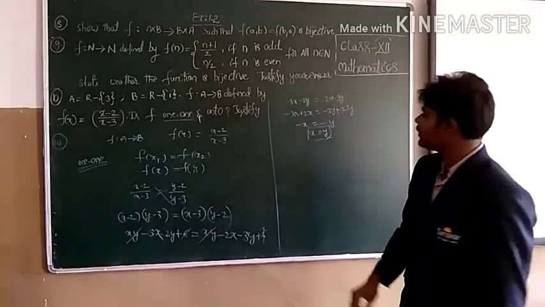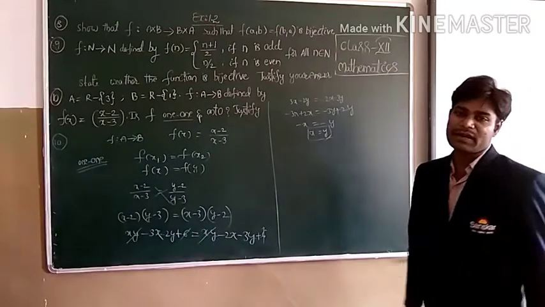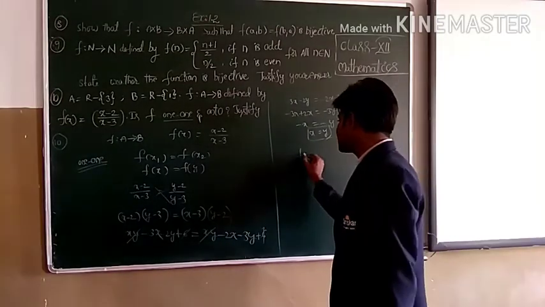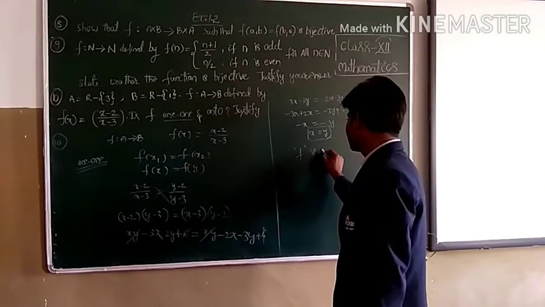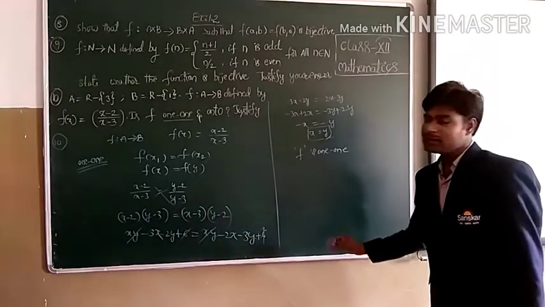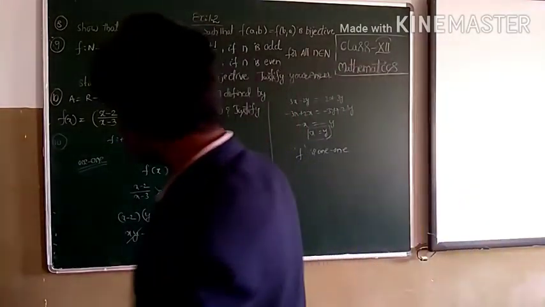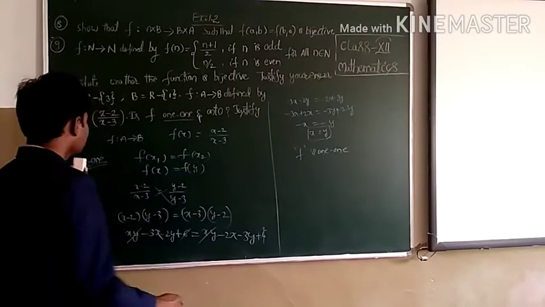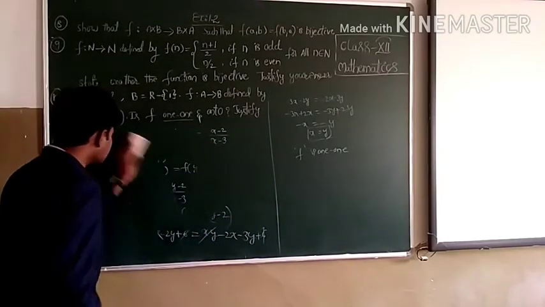x is equals to y means it satisfies the 1-1 condition. So that's why f is a 1-1 function, right? f is 1-1 function. Clear? Now let's check the onto condition.